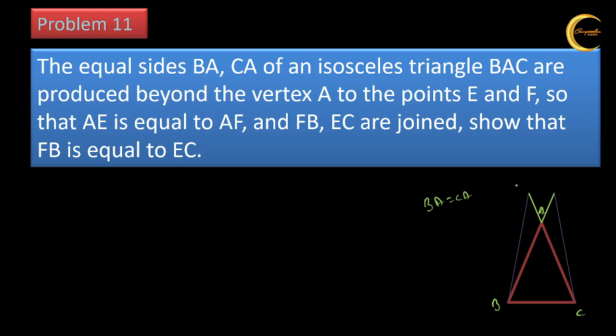This is the E point and F point. This is F and this is E. And I have joined AB and EC. Then we have to prove that FB equals EC. This means we have to prove that triangle BFA equals triangle CEA.